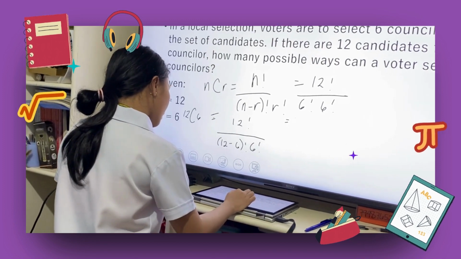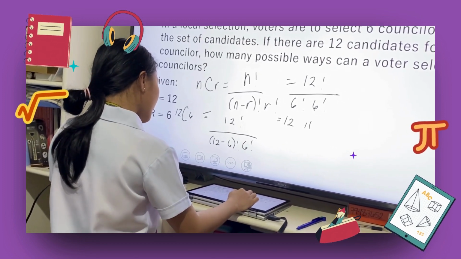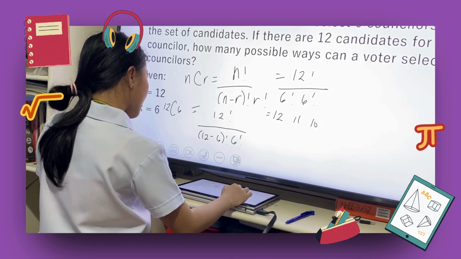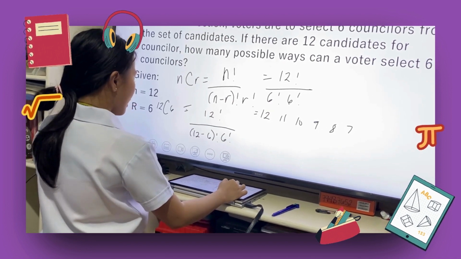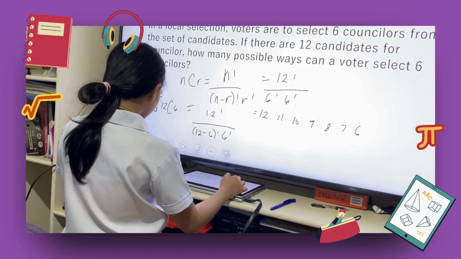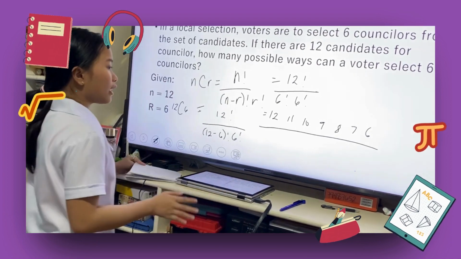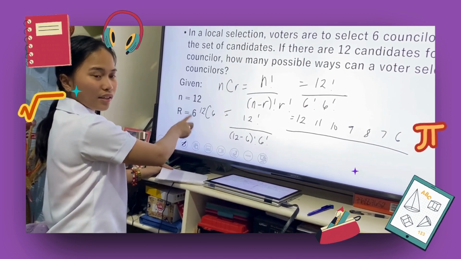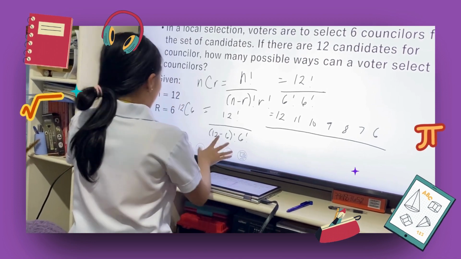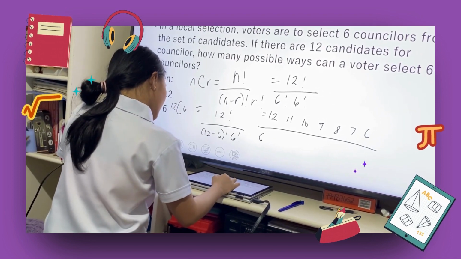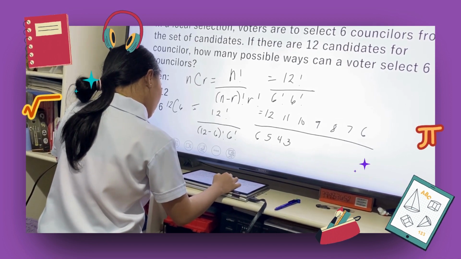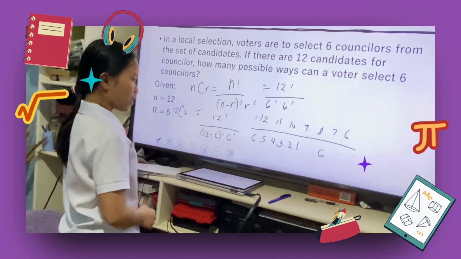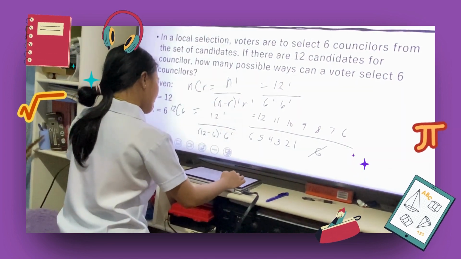For the cancellation method, we need to multiply the numbers here first: 12 times 11 times 10 times 9 times 8, 7 and 6. Again, the reason why we stopped at 6 is because we only have 6 for r. So 6, 5, 4, 3, 2, 1, and 6 right here. For the next step, we do the cancellation method. So 6 and then there's 6 here.